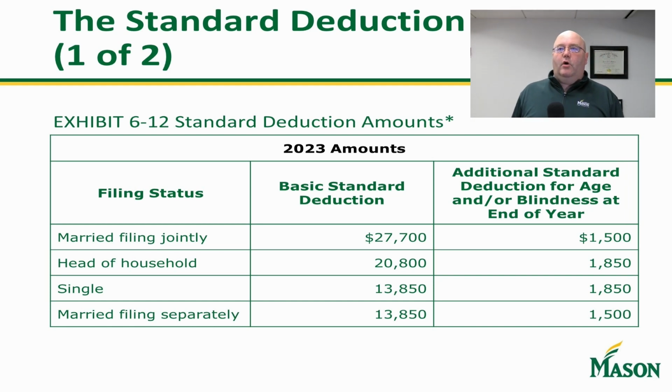Okay. Now, you'll notice there that they say additional standard deduction for age and or blindness at the end of the year. So if you're over the age, and I believe it's 65, what happens is they'll add $1,500 to your standard deduction number for each spouse. So if two taxpayers are 70 years old, they're going to get to add another $3,000 to that. So it's $30,700. And that's one reason why when it comes to our retired clients, most of them have already paid off their house.